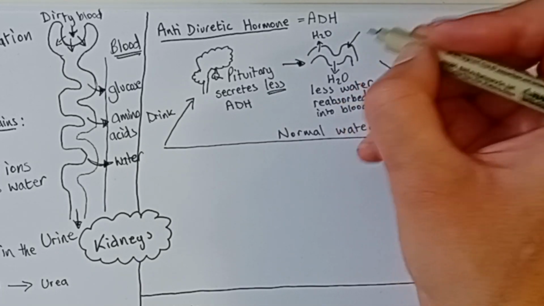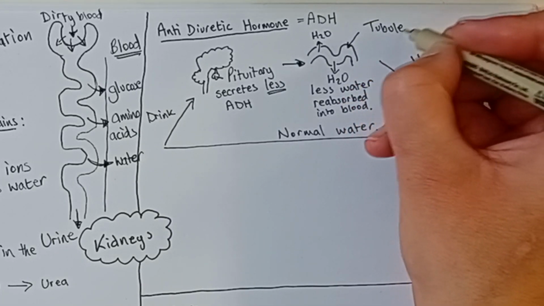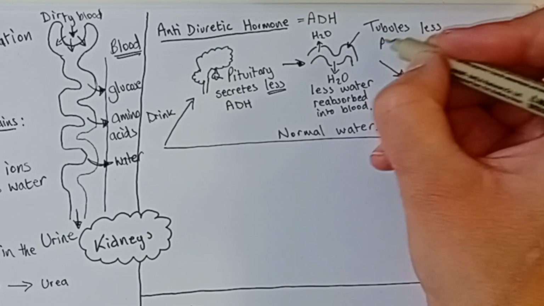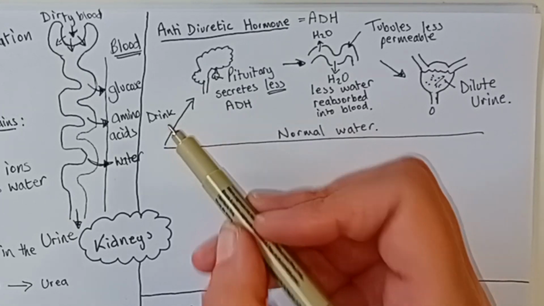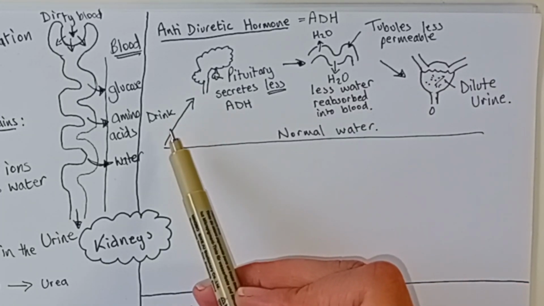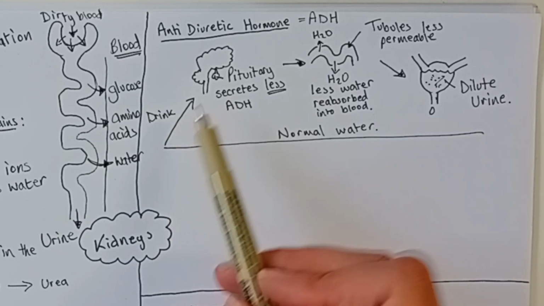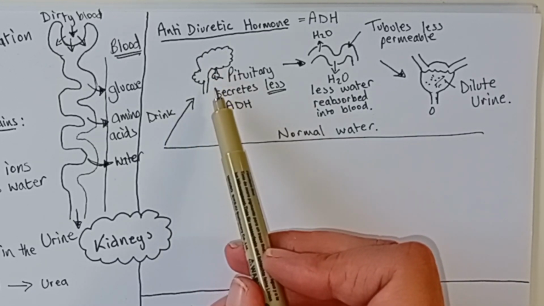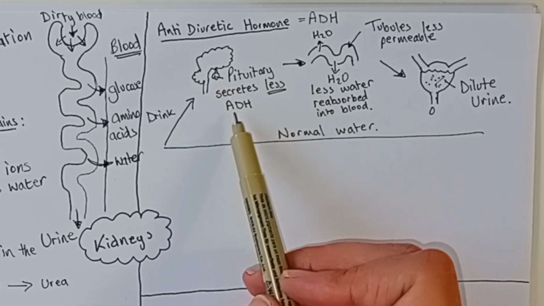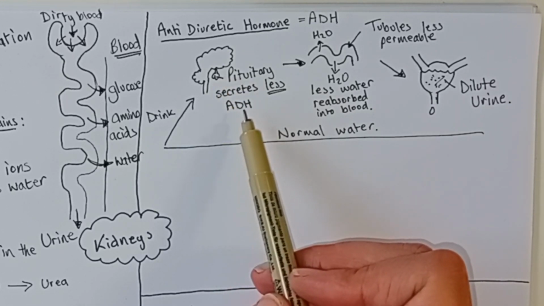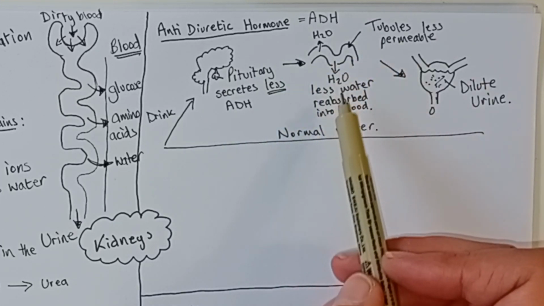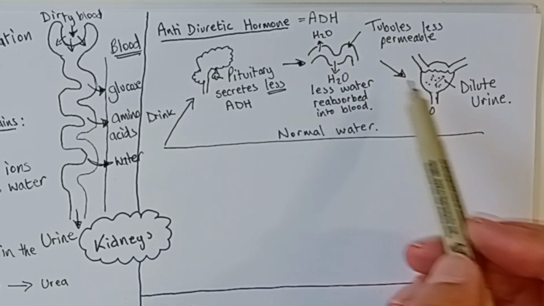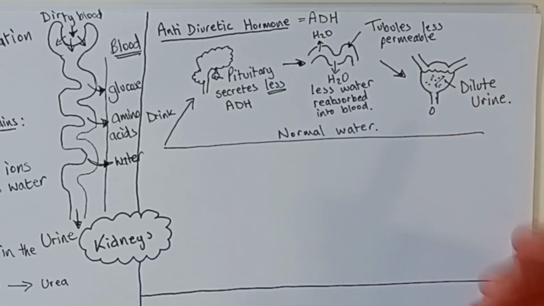So I've just put here, tubules less permeable. So if we have a big drink, we want to get rid of any extra water that we don't need. We want some of the water, but any extra water we don't need, we need to get rid of. The brain detects it, sends an impulse to the pituitary that secretes less antidiuretic hormone, which means the tubules become less permeable, which means less water moves into the blood, which means it stays in the urine and you make lots of dilute urine.